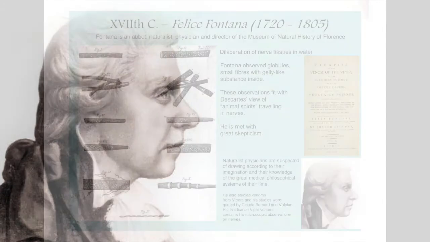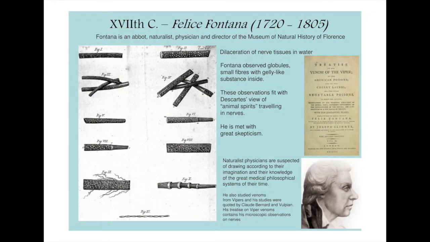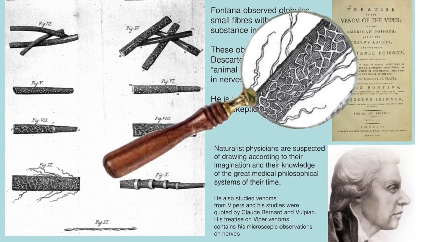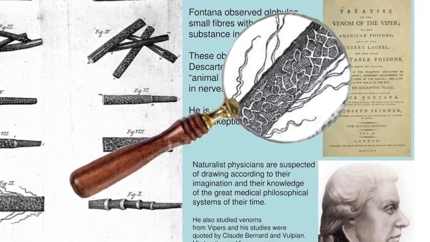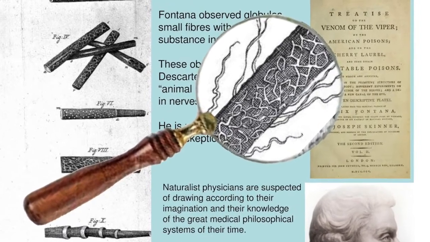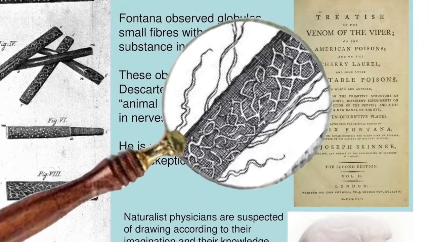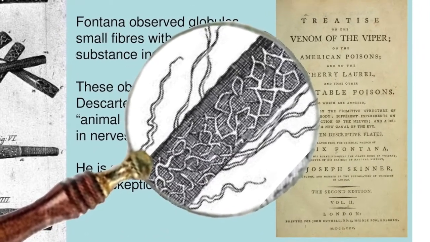In the 18th century, Felice Fontana, an abbot, a naturalist and a physician, was also director of the Museum of Natural History of Florence, Italy. He dissociated nervous tissue in water in order to see its fine parts. He was able to make observations of fine fibers from nerves, which he published in 1781 in his treatise on viper venom. He observed fine fibers emerging from small nerves. He also observed globules, and his observations were also met with great skepticism, although the fine fibers he saw were not artifacts.